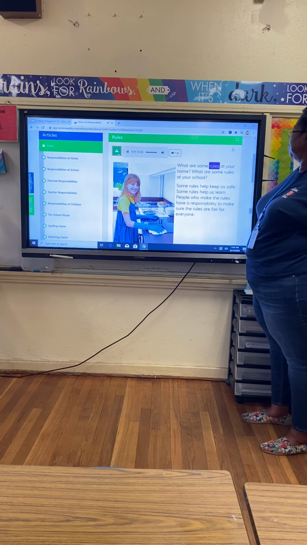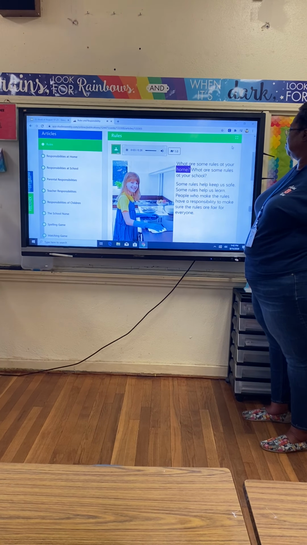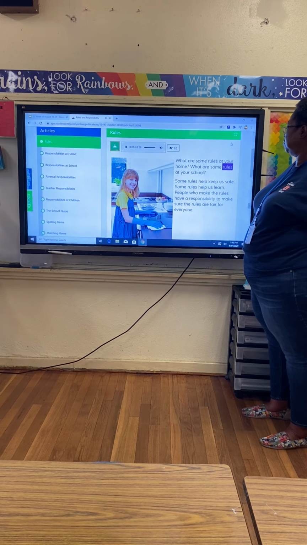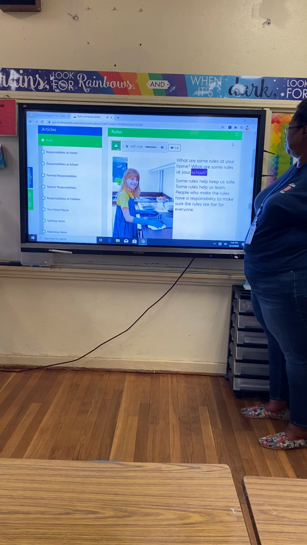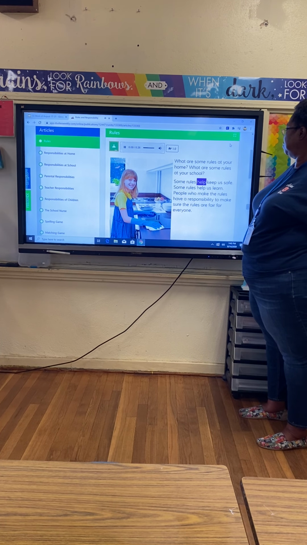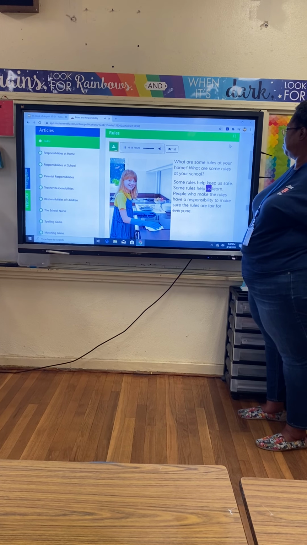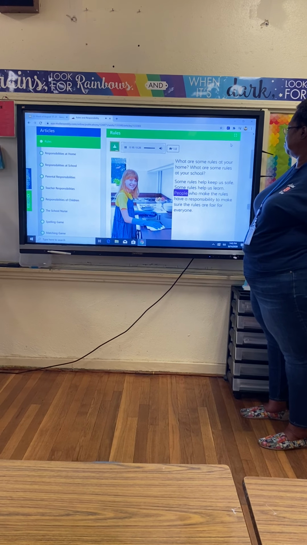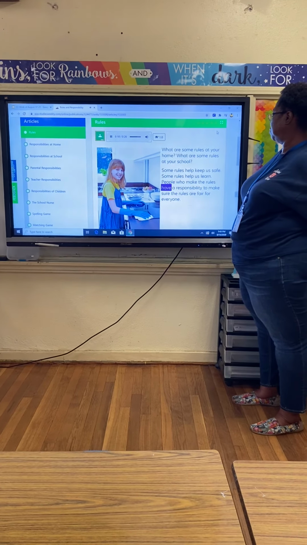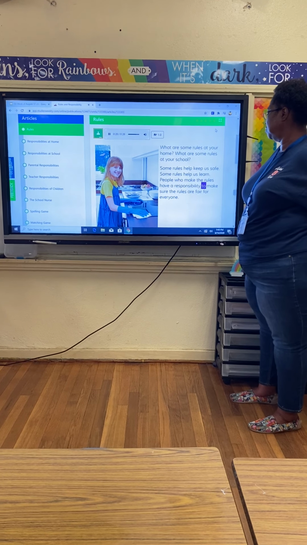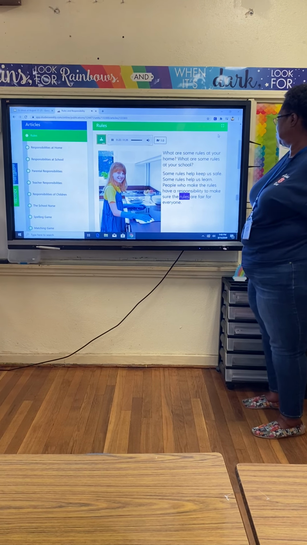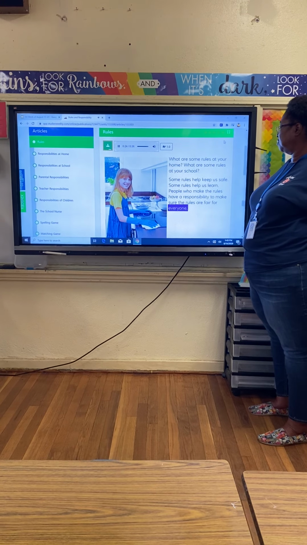What are some rules at your home? What are some rules at your school? Some rules help keep us safe. Some rules help us learn. People who make the rules have a responsibility to make sure the rules are fair for everyone.